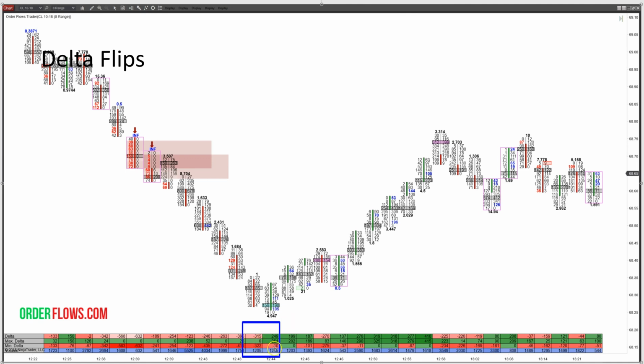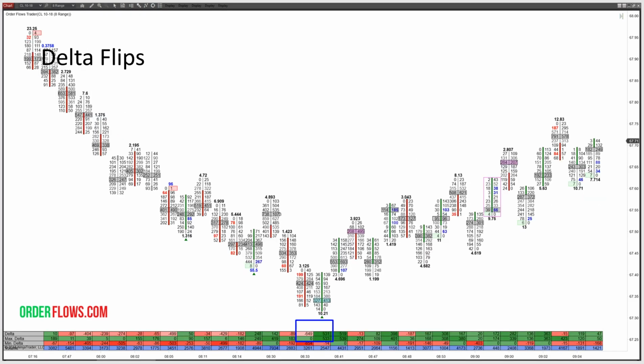But I'm going to show you in a minute another way to look at it so that you can see things a little bit more clearly, because sometimes you sort of get this intervening bar in between.